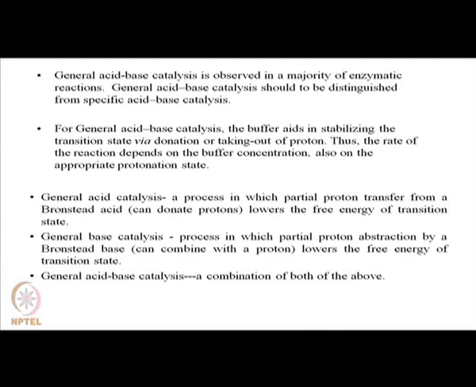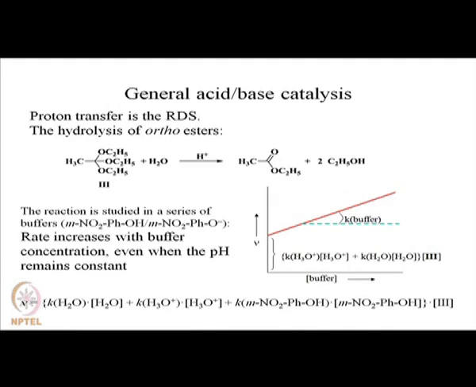And in case of a general acid base catalysis, a combination of both can also happen. It is a general acid catalysis and it is a base catalysis. So, for general acid base catalysis, both of these two can happen. Next, in general acid base catalysis, proton transfer is the rate determining step. As for example, hydrolysis of ortho esters.